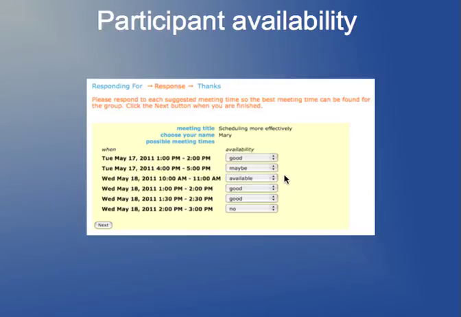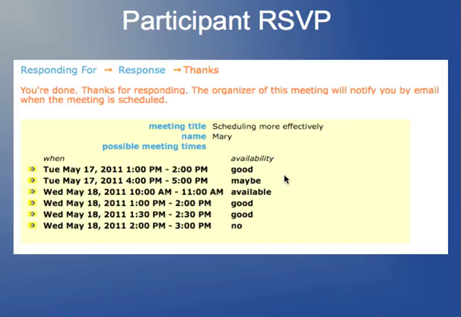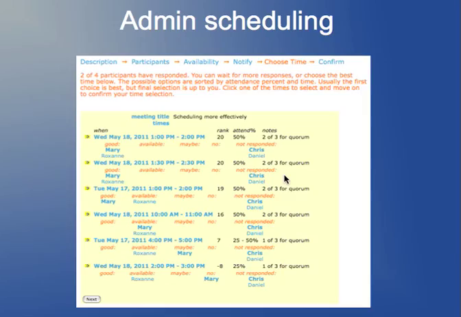Once you've RSVP'd with this, you click the next button and you get a confirmation page saying this is when you RSVP'd for, thanks for responding, and that the organizer of the meeting will let you know when the meeting's scheduled. Now, you, the organizer, the person who called this, if you go in following that admin link that you sent yourself earlier, then you can see what's going on with the scheduling at any time. So in this case, I'll show you what that screen looks like.